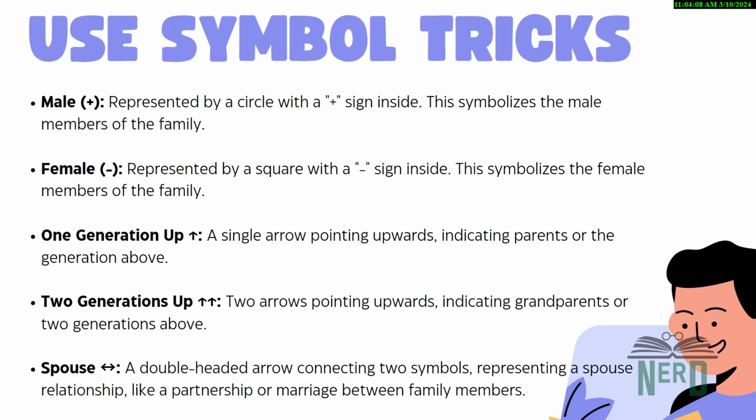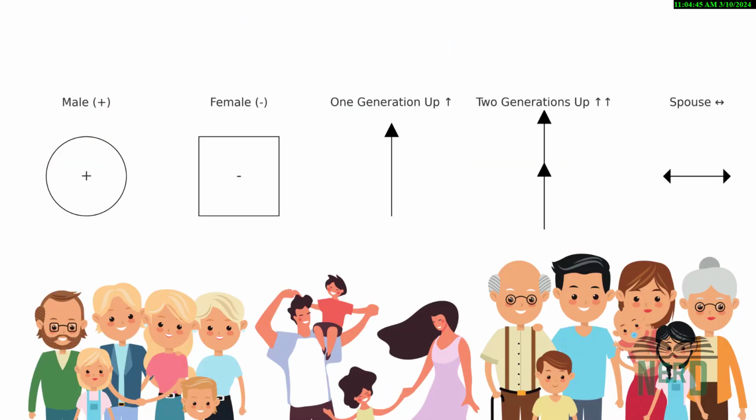Then when it comes to spouse or maybe sisters and brothers, you can use a double-headed arrow connecting two symbols representing a spouse relation, like partnership, marriage between family. So that's how you're going to do it. For example, if you wanted to show that Ron Weasley and Hermione Granger are married, you draw a circle for Ron and a square for Hermione and connect them with a double-headed arrow to show they are partners, right? So let me tell you how you can do it with the picture.